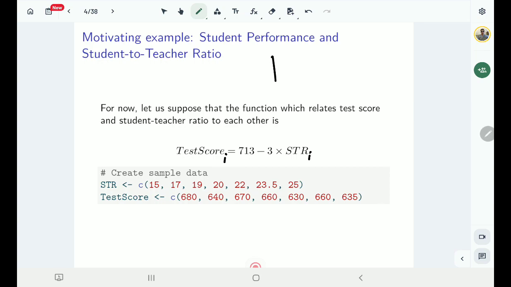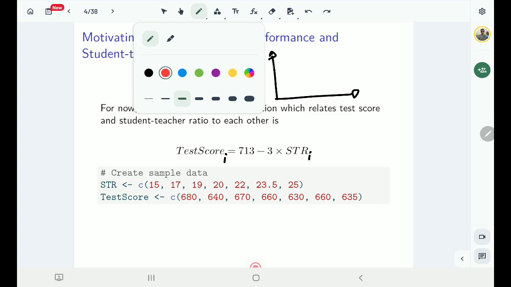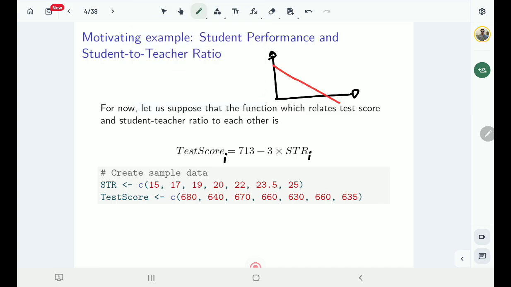Obviously this line is going to be downward sloping, some kind of line like this, and its intercept is 713, so it's going to pass from that point. Maybe I have to use a different color. So it's going to be something like this. So 713 is going to be here, given you put scores on the y-axis and STR on the x-axis.